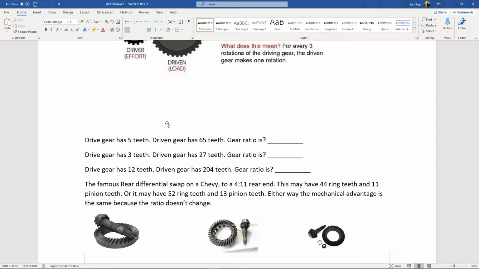The drive gear has 5 teeth. The driven gear has 65. What is this gear ratio? Let's do it all together. He said the equation was driven divided by drive. So driven is 65 divided by 5 is 13, right? So this would be 13 to 1. Make sure you write it that way with the little colon. 13 colon, let's put the 0 in there, make it mathematical, 13.0:1, right? And then 27 divided by 3 is 9. So this next one would be 9.